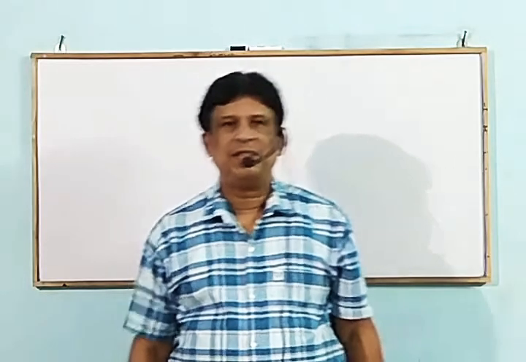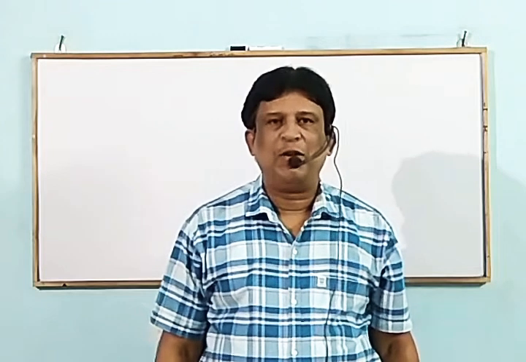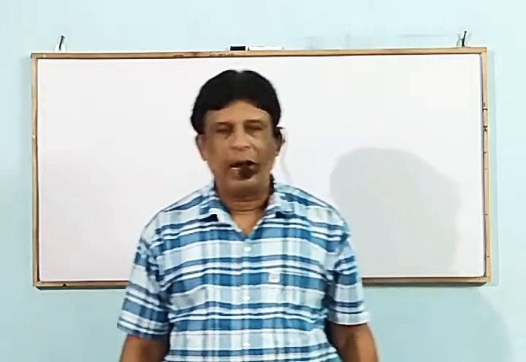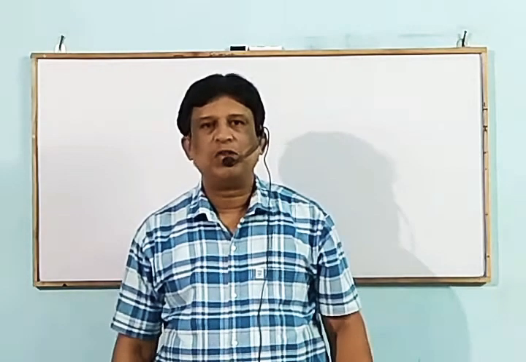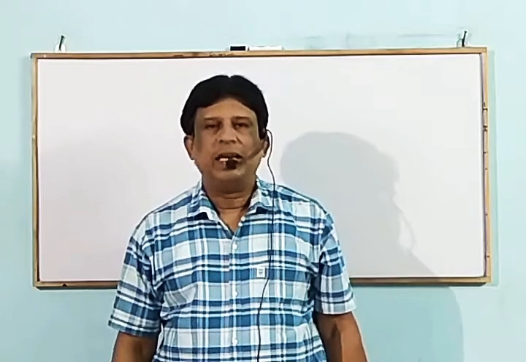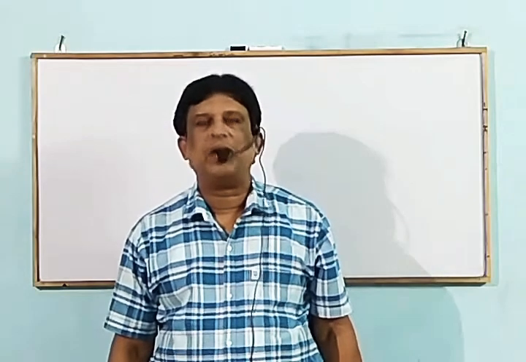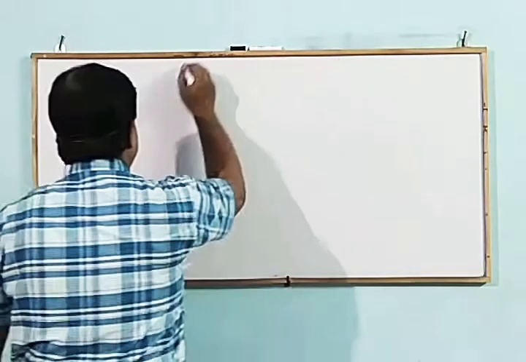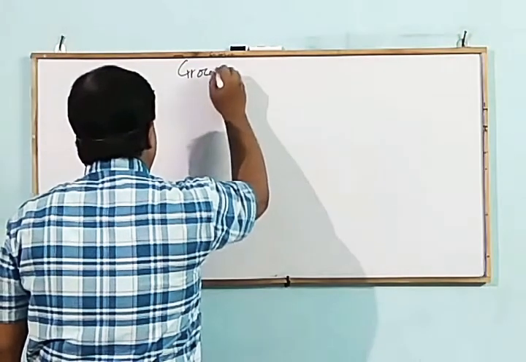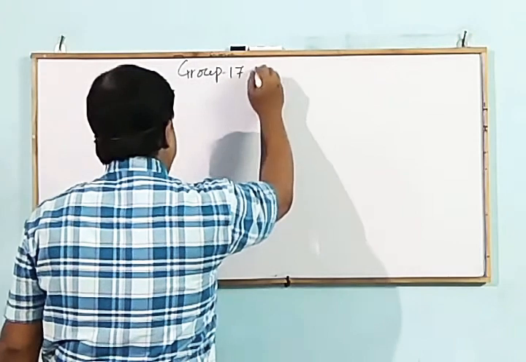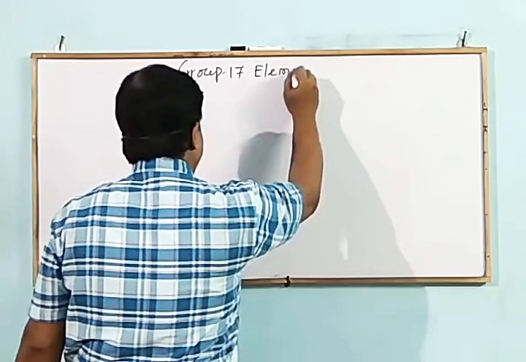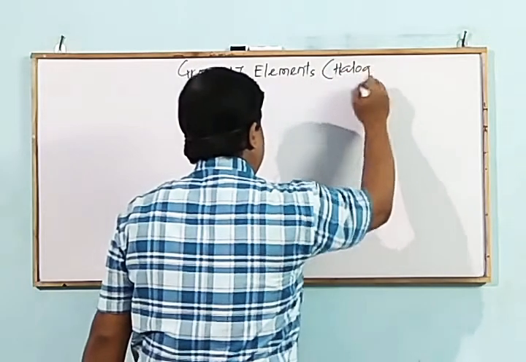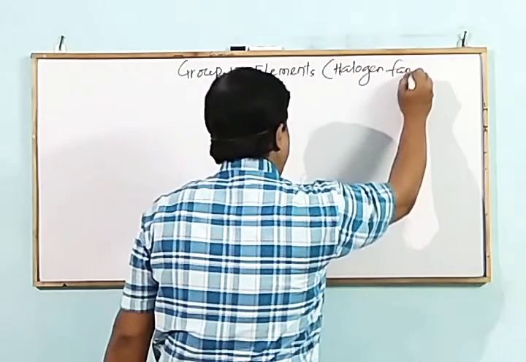Good morning, students. After the completion of the chapter noble gas element, that is a group 18 element, next we go to the next chapter, that is group 17 elements or halogen family. Mark that. Next chapter is group 17 elements, or otherwise known as halogen family.